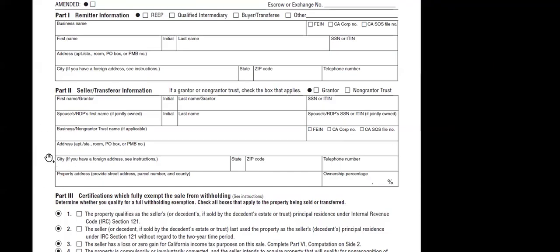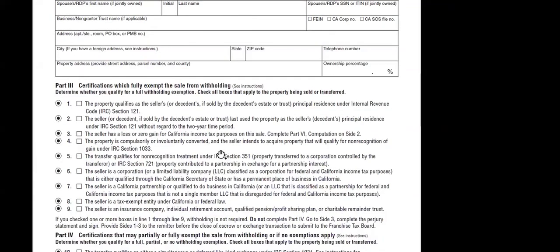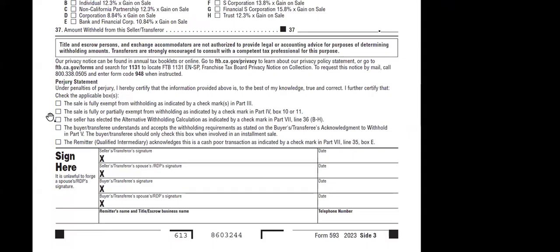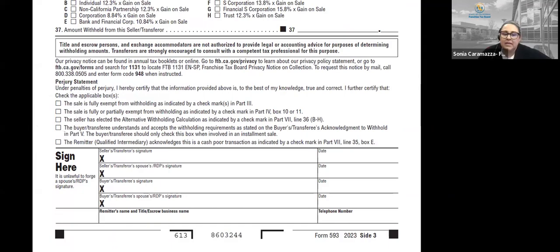Okay, got it. And then on the last page, the perjury statement, what if they don't fill that out? Does that have to be filled out every time? Ideally, yes. If something applies to them, they should be checking that off. So the purpose of that is the first one being the sale is fully exempt from withholding. Even if they have a full exemption in Part 3, we would like that checked and we want that signature from the seller, because the form needs to be sent in to us regardless of whether an exemption is met or not. Same goes for line 2 if they selected something in Part 4.